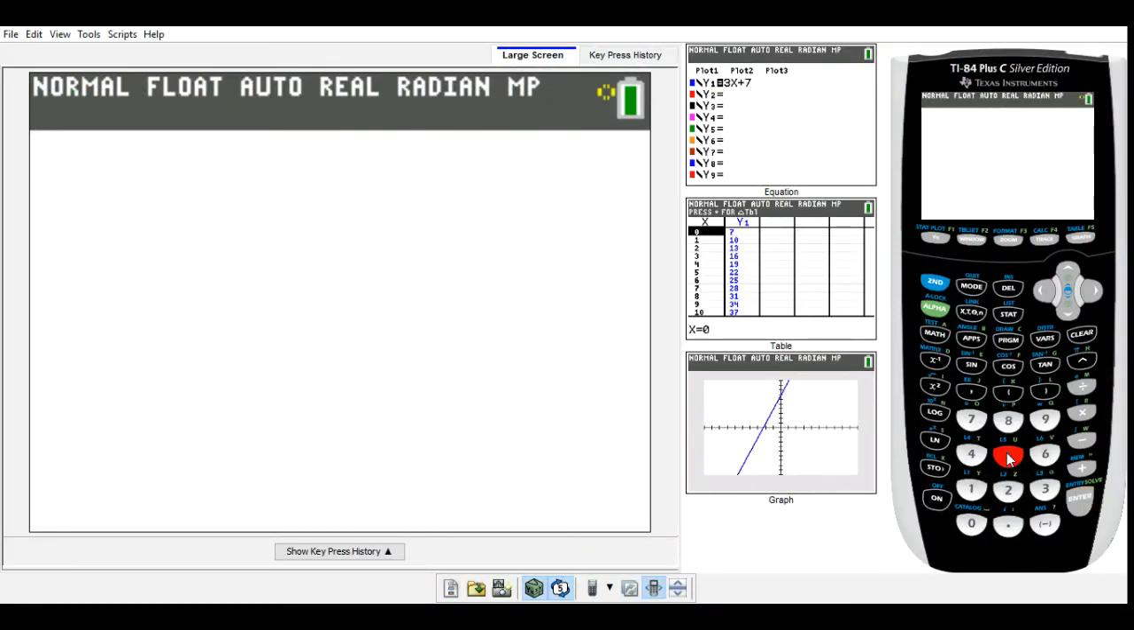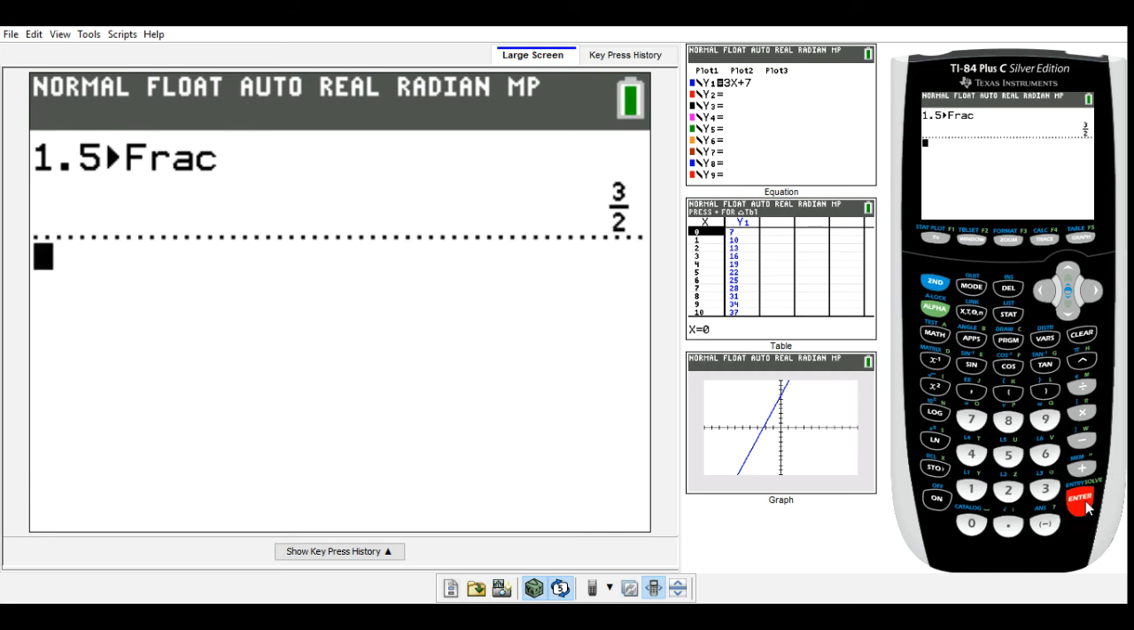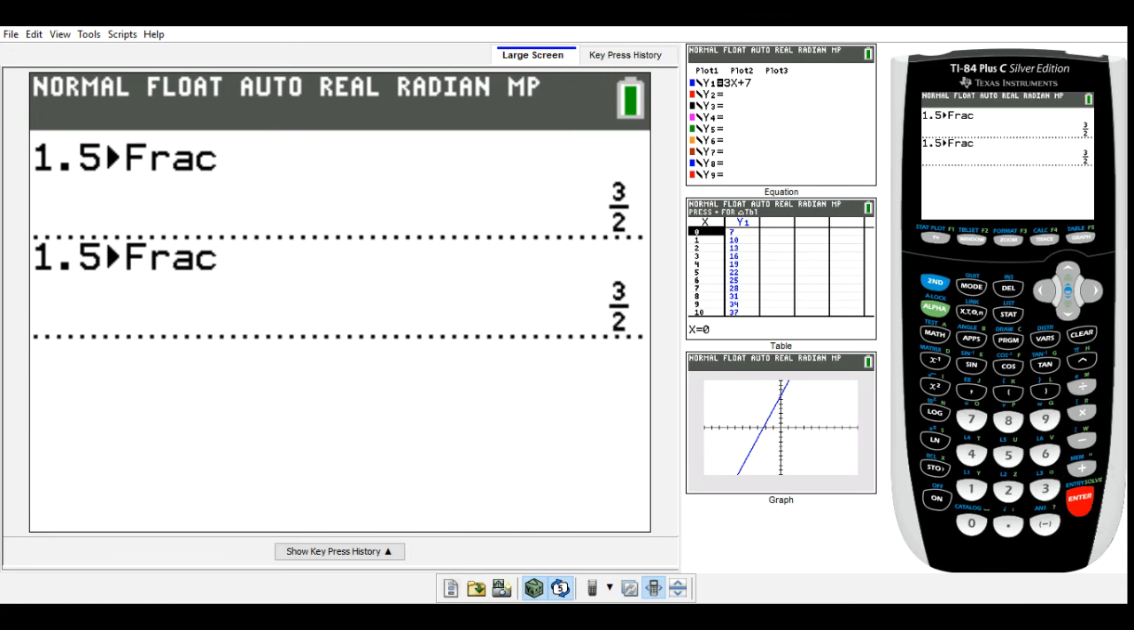So 1.5. All right, you hit math. Remember, enter, enter, and it changes it to a fraction, 3/2. Don't just say, oh, 1.5, I guess it's D because it has a 1 and a 5 in it. No, remember, hit math, enter, enter. So 1.5, you can type it in, math, enter, enter. Okay, so that's how you do that.